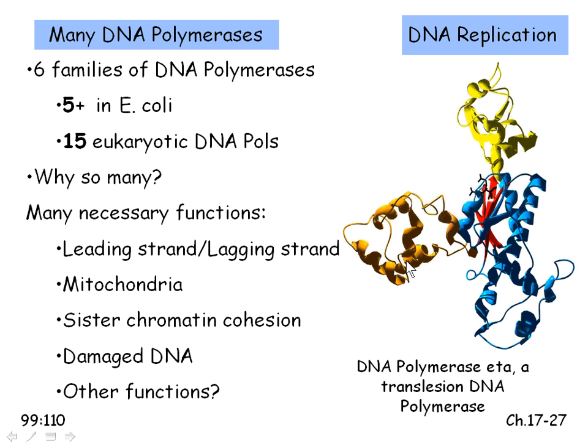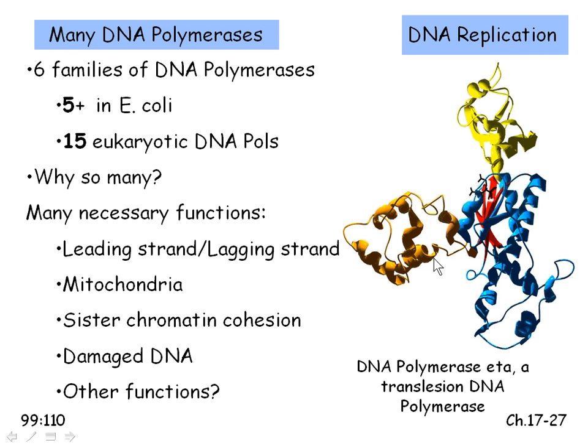It also turns out that there are many different DNA polymerases. There are as many as 5 or maybe even more in E. coli, and at least 15 DNA polymerases in eukaryotes. These are all categorized into 6 different families of DNA polymerases. Given that you think replication is simply incorporating nucleotides, you might ask, why are there so many of these DNA polymerases?